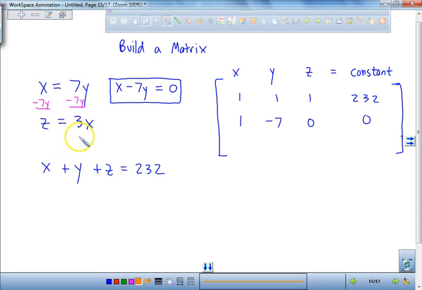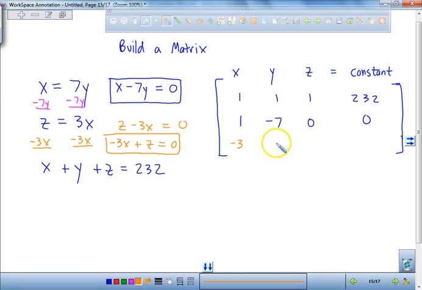On this one down here, what would I have to take away? I'd have to take away a 3x and I'd have to take away a 3x. So what would that leave me with? Z minus 3x equals 0. But I got to move all the x's up front. So that'd be what? -3x plus z equals 0. So now I have everything lined up the way it should be. So how many x's would I have? -3. How many y's? 0. How many z's? 1. And how many constants? 0.